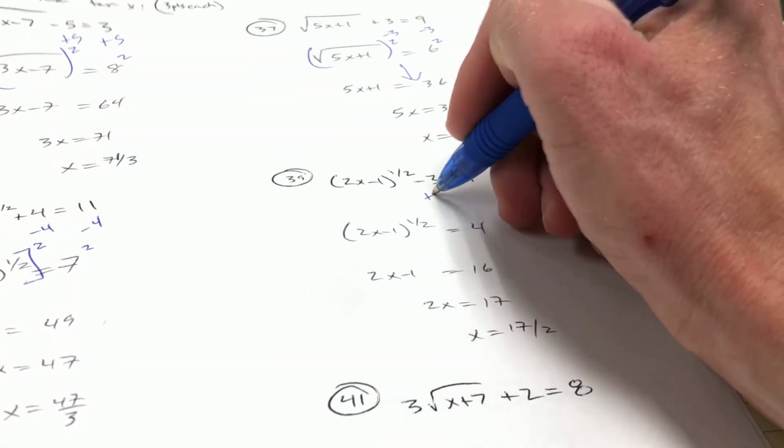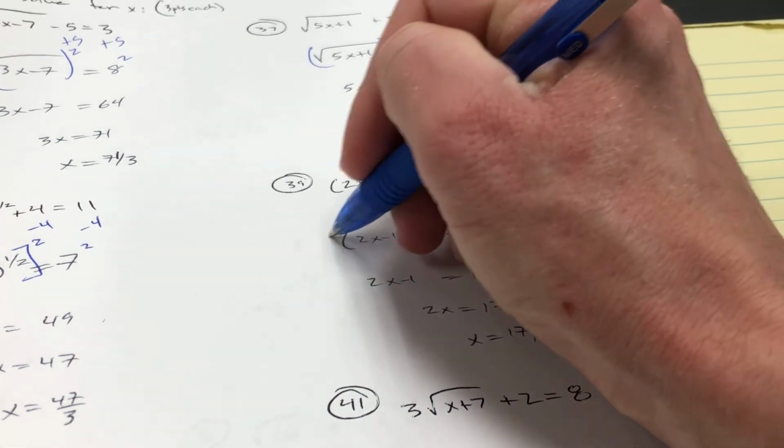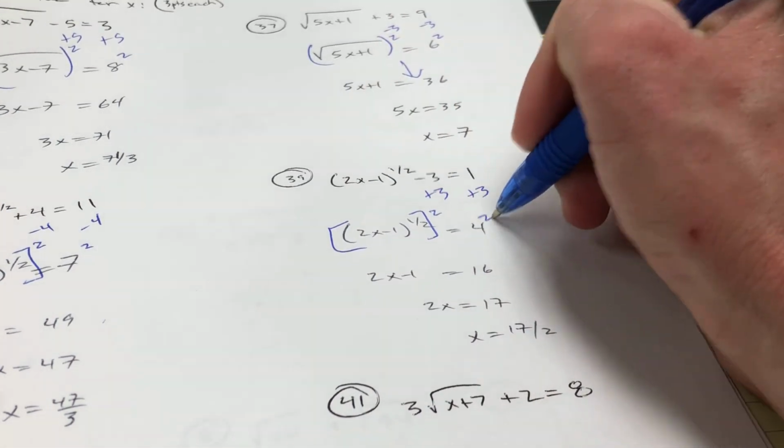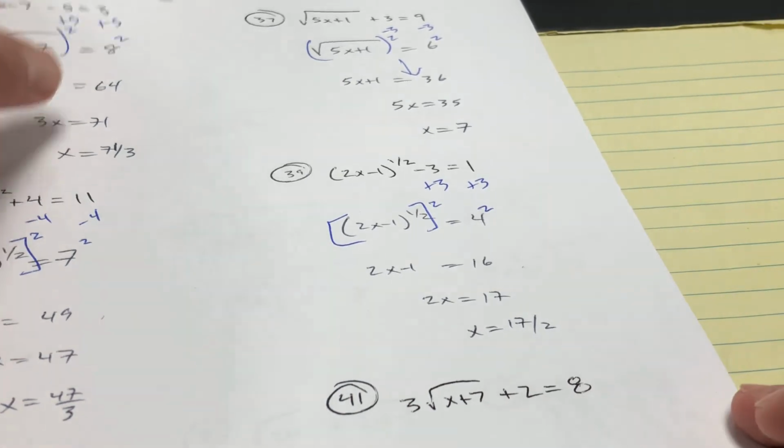139 here. I'm going to add 3 to both sides. Again, 1/2 power is taking the square root, so I'm going to raise both sides to the second power, square both sides. That means 2x minus 1 is 16. X is 17 over 2.